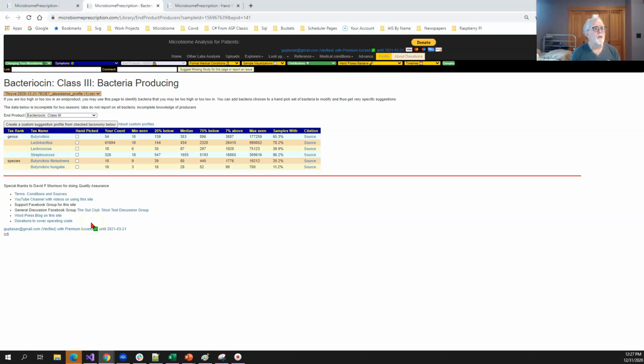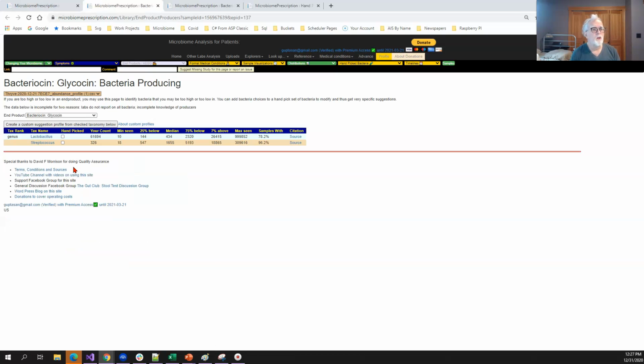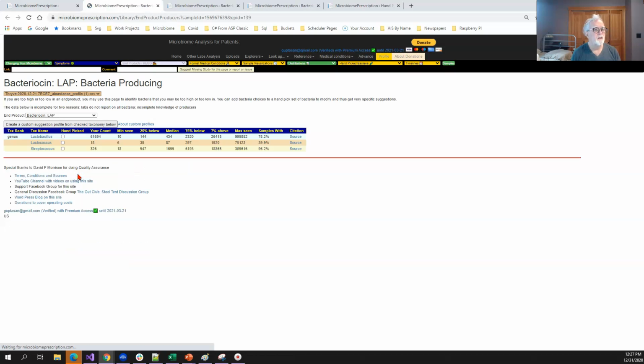And guess what? We have the same culprit, Lactobacillus. And we try this one. And again, Lactobacillus. It happens to produce all those end products.